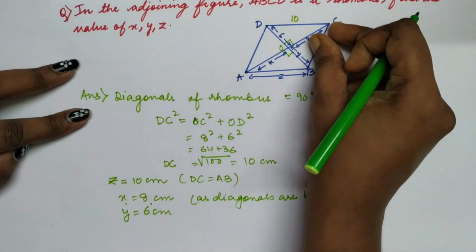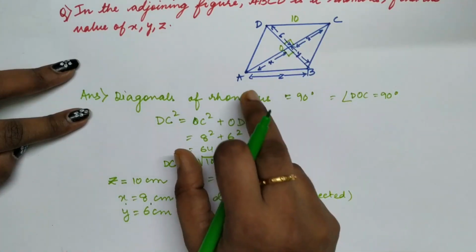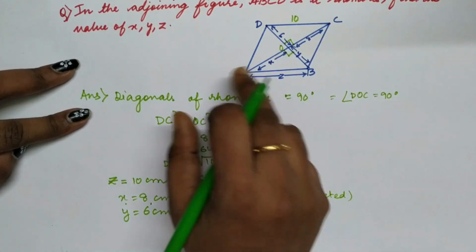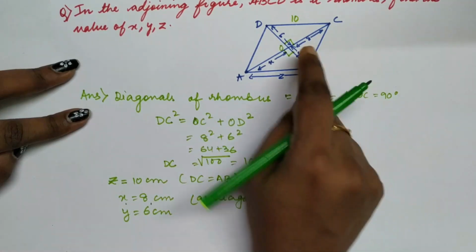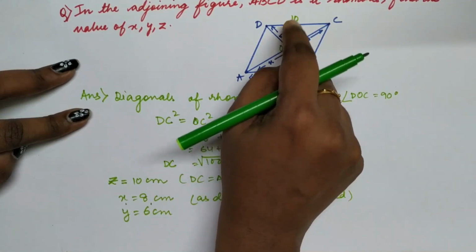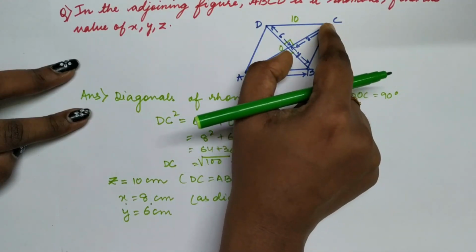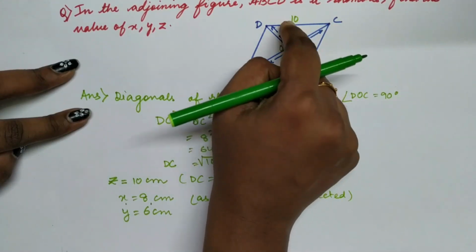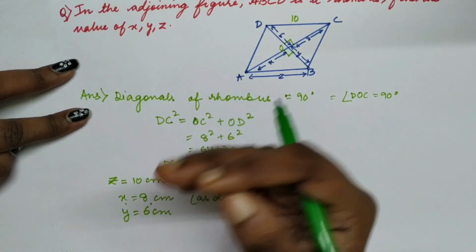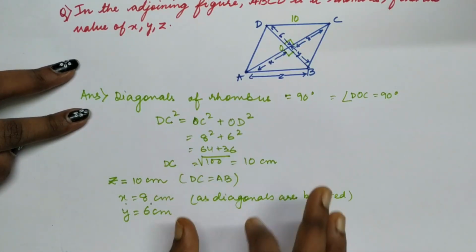So X is equal to 8 and Y is equal to 6 and Z is equal to 10 centimeter using the Pythagoras theorem. As this is a 90 degree, any angle opposite to 90 degree is the longest side, and we add the other two sides square so that we get the hypotenuse value of the given diagram.